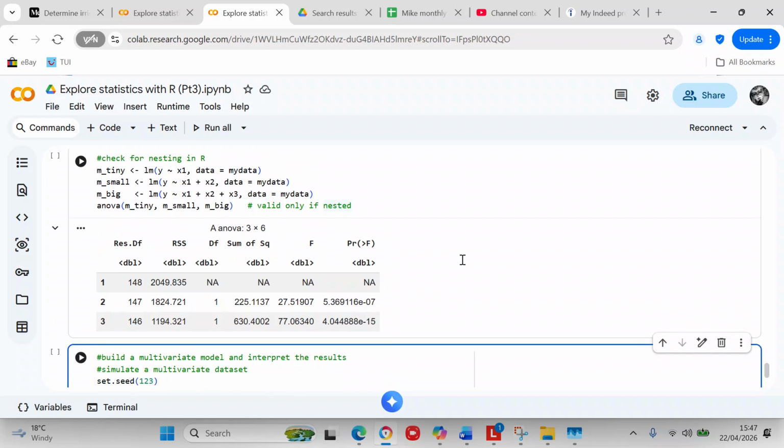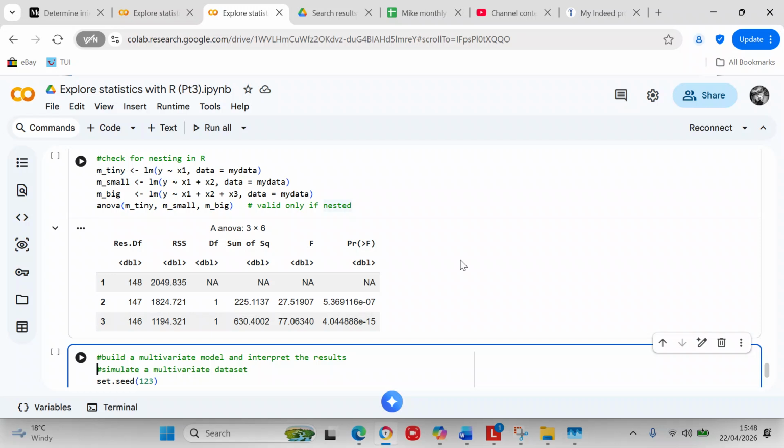So this is going to be a simple linear regression because you've got one dependent variable and one independent variable. And then you've got m small becomes lm, that's linear model, y tilde x1 plus x2, and data equals my data. So this is a little bit larger model because you've got one dependent variable and two independent variables. And you have m big becomes lm, y tilde x1 plus x2 plus x3, and data equals my data. So this is a large model because you have one dependent variable and three independent variables.